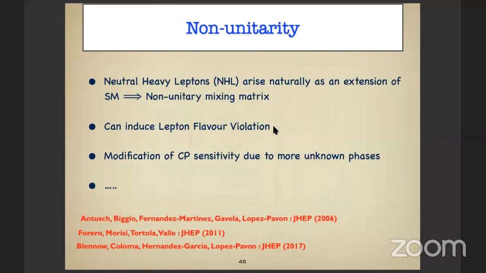This can also have implication in studying lepton flavor violation. And of course, due to new CP phases, it can have impact on the CP sensitivities.